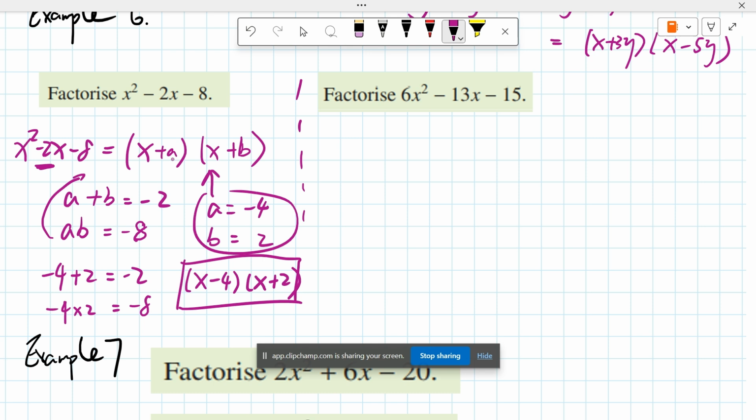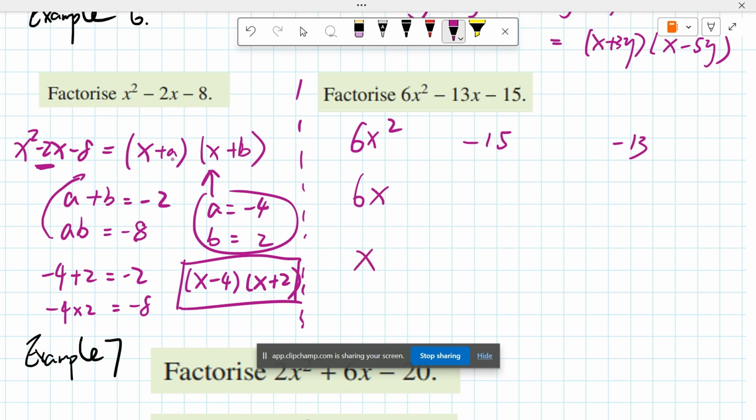All right, so let's try a different one. We have 6x squared minus 13x minus 15. What we do is the cross products. So we do 6x squared, and we do minus 15 in the middle, and then we do minus 13 for the cross product.